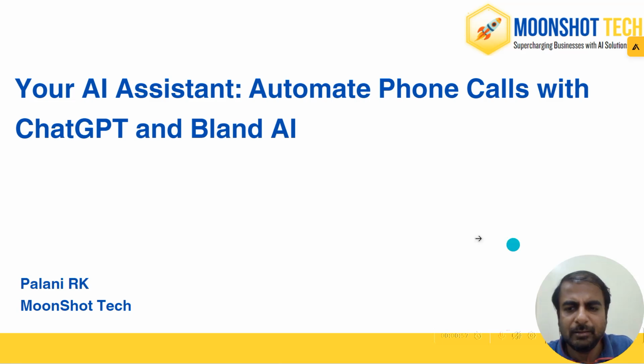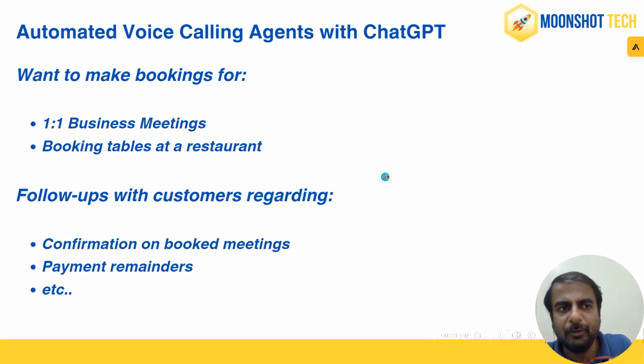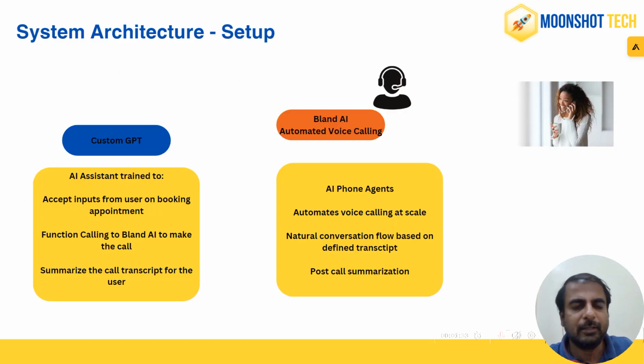Before we get into the setup, what are the use cases for this? Some of the use cases include, can you have the agents automatically set up one-on-one business meetings for you, automate booking tables in a restaurant, and in a business or enterprise scenario, there are other use cases that can crop up here. Can you automate the confirmation of booked meetings with your clients, or send payment reminders via these automated apps and using ChatGPT or other conversational LLMs? So let's look at the setup here.